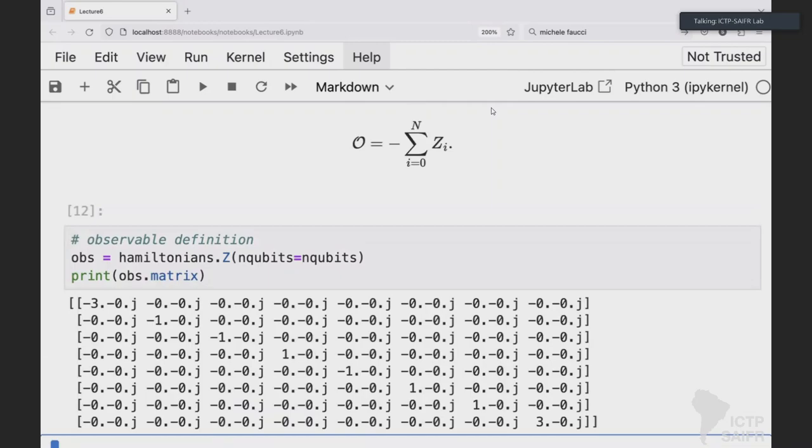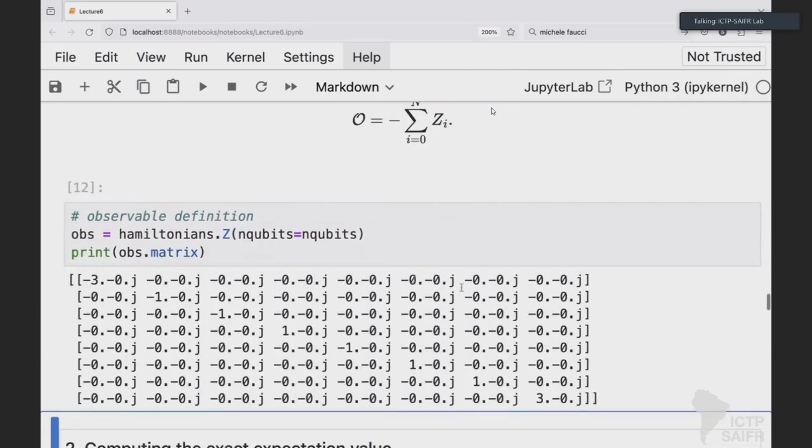As you know, the structure of the Z operator is the diagonal one. So we should expect to see a diagonal matrix where the first elements are negative, so we have minus 3 because we have the 3 qubits, until reaching the lower right, bottom area of the matrix, where the sign flips and we have 3. Okay, so this is our observable.